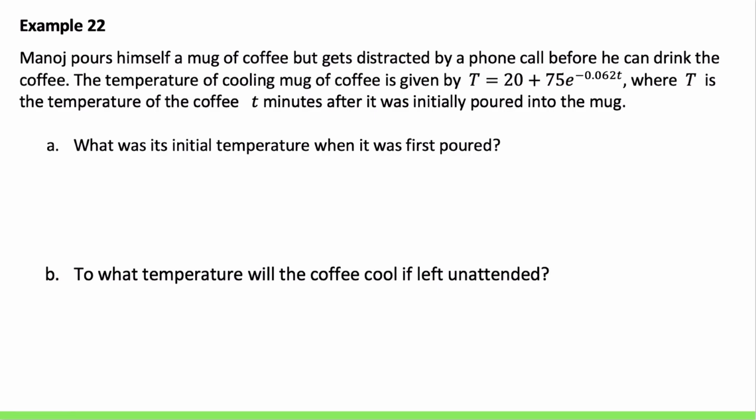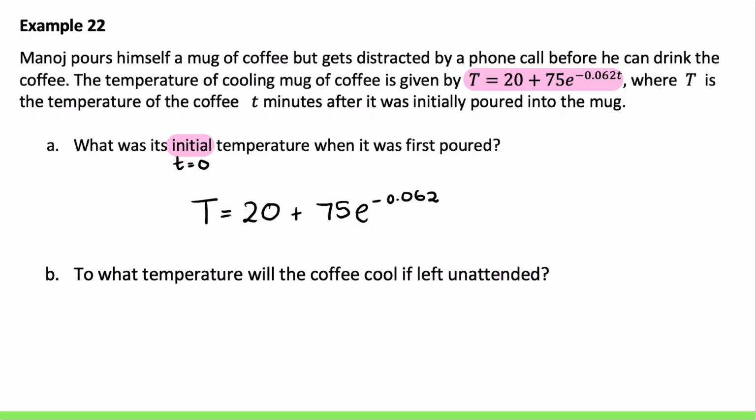So, example 22. Manoj pours himself a mug of coffee, but gets distracted by a phone call before he can drink the coffee. The temperature of cooling of the mug of coffee is given by this particular equation, where T is the temperature of the coffee and little t is the minutes after it was initially poured into the mug. What was its initial temperature? So, notice that I'm highlighting as I go along as well. Initial is a key word here. Initial is when time has started. So that would be always at t is equal to 0, little t. So we will substitute that in.